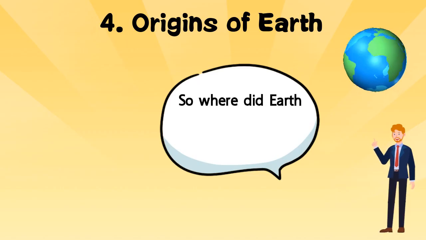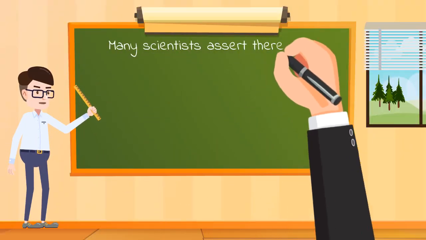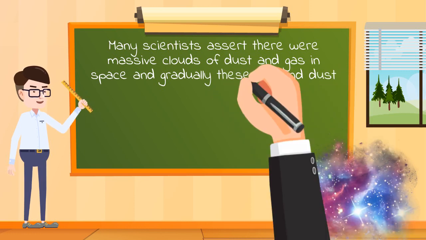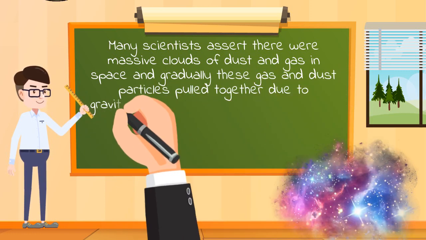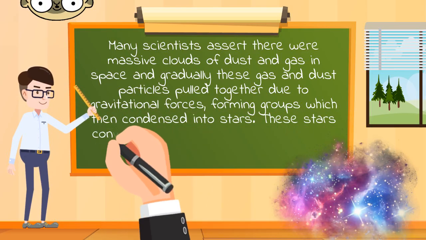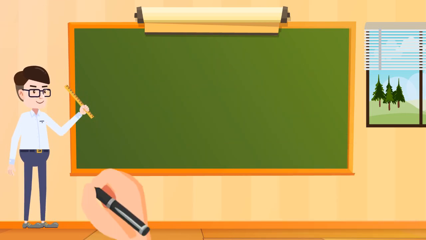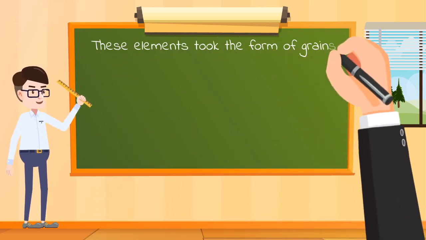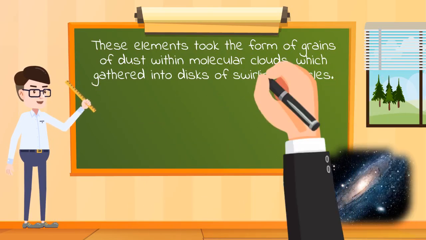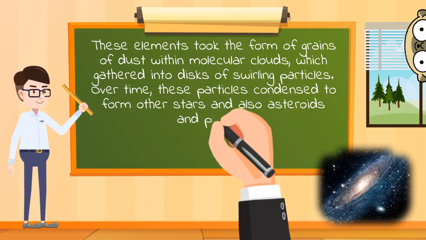So where did Earth come from, and other planets and stars? Many scientists assert there were massive clouds of dust and gas in space, and gradually these gas and dust particles pulled together due to gravitational forces, forming groups which then condensed into stars. These stars converted hydrogen into other elements, which they ejected into space. These elements took the form of grains of dust within molecular clouds, which gathered into disks of swirling particles. Over time, these particles condensed to form other stars and also asteroids and planets.